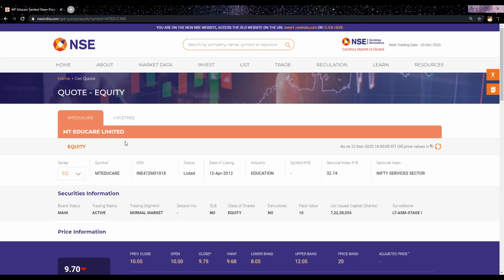So now if I want to hedge this, if I have a portfolio of MT Educare Limited shares and I want to hedge this, how can I do that? Because I don't have the futures available now. So can we go short on the share itself?